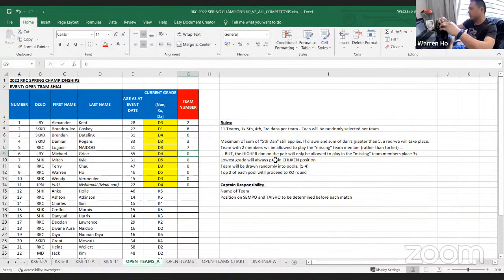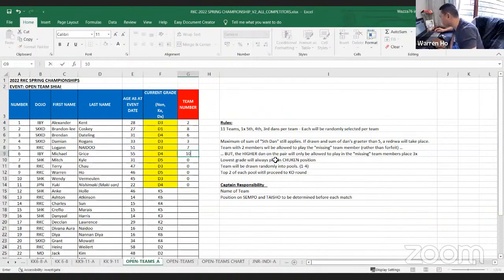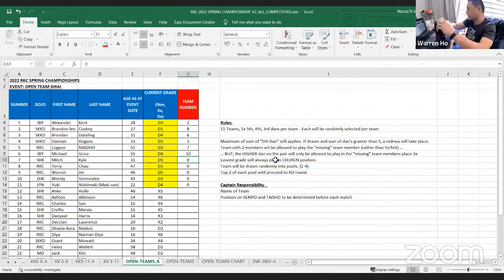Okay, Michael Grice, Mr. President. If you ever come back from Europe, that is, you are going to be the captain of team number 10. All right, team number 10. Okay. Mitchell Kyle from Shihoko Dojo. Hello, 5th Dan. You're going to be the captain of team number 1.